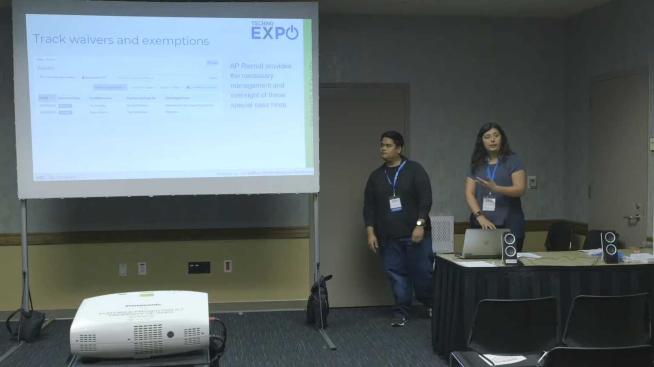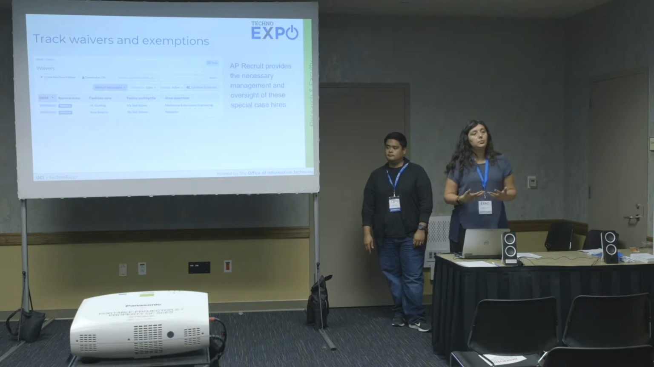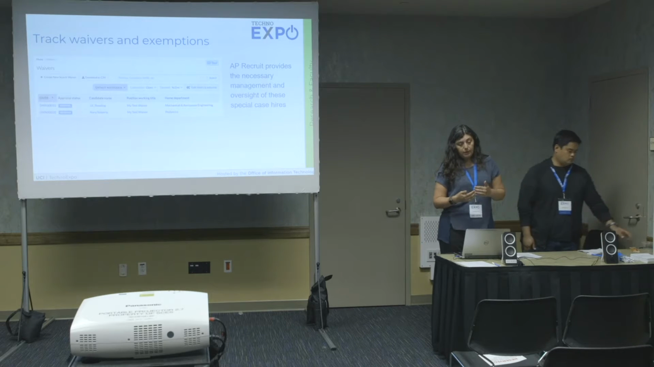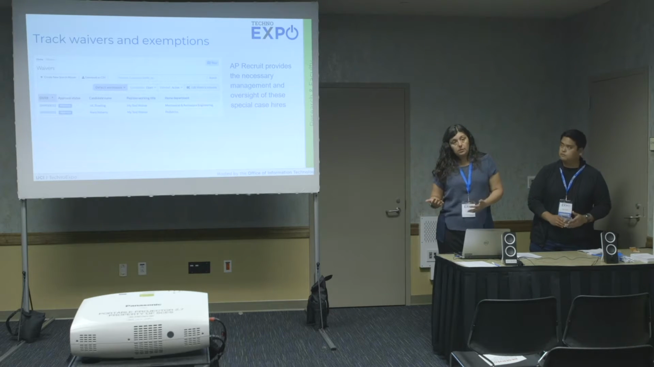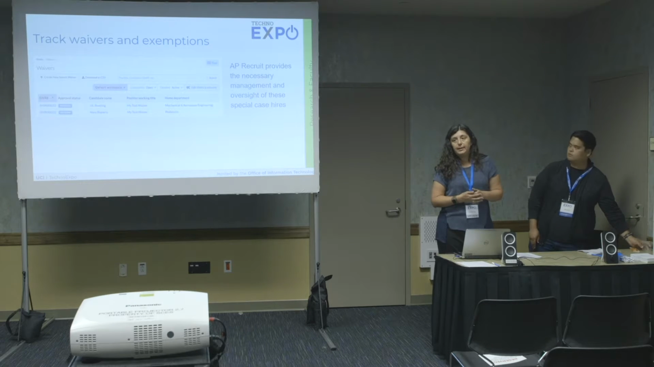So also in recruit, we track waivers and exemptions. There are some special cases when you might want to hire a candidate that bypasses the normal process or bring on academic personnel that is exempt from a search. So then an analyst can go and create a search waiver or exemption request through the recruit system. Similar to the search plan, this still needs to go through the approval process, and then afterwards, the final authority can approve or deny it.